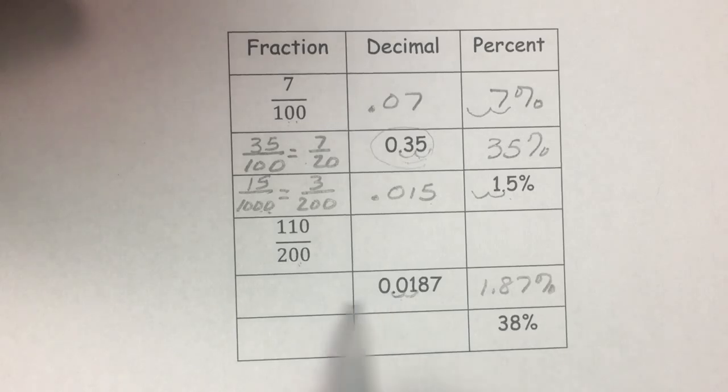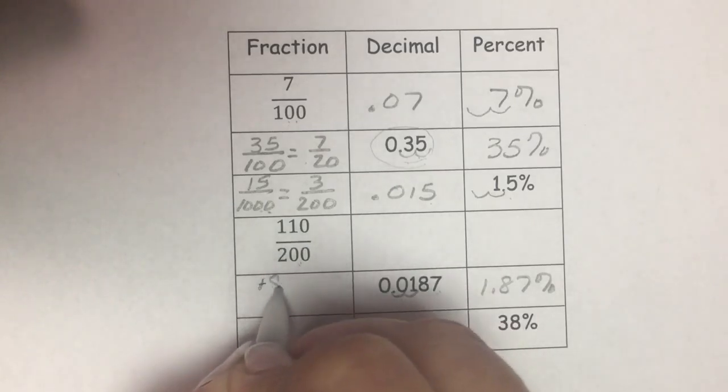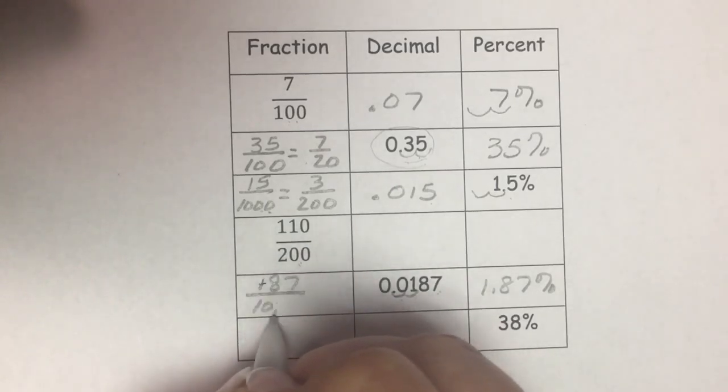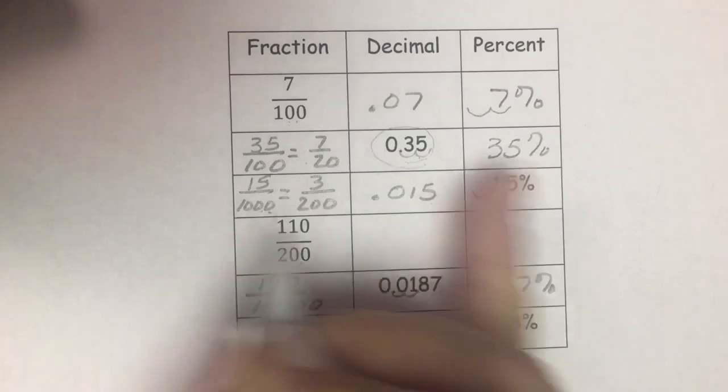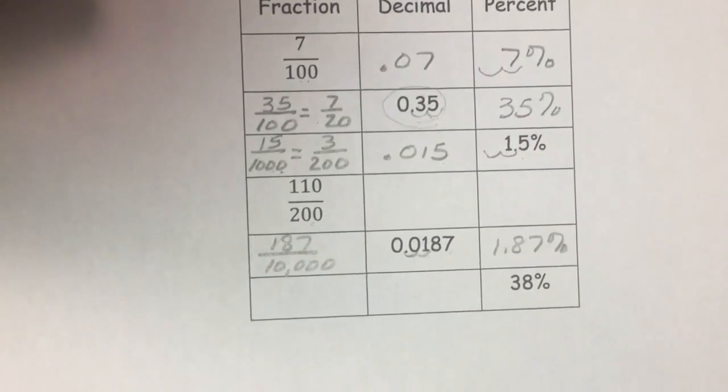And then if I want to change this decimal to a fraction, well, let's read it. It would be 187, and this 7 is in the 10,000ths place. So it would be 187/10,000. And that may reduce, but we're not going to reduce it at this point.